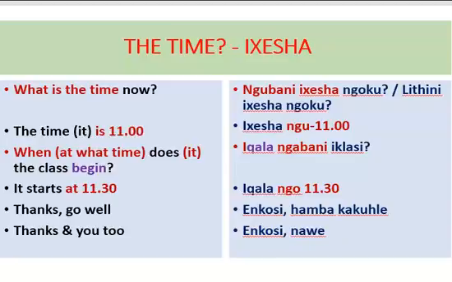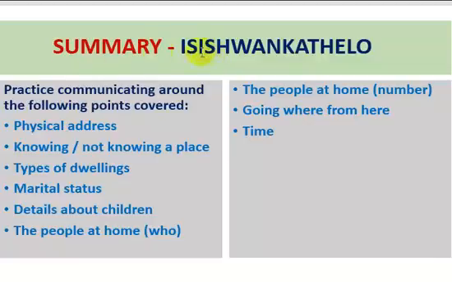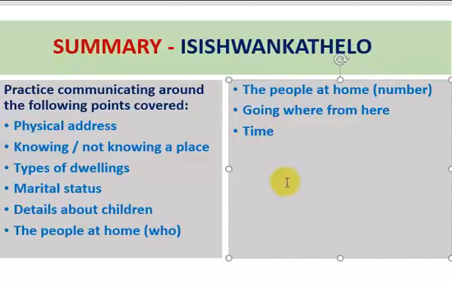So, by way of summary, isishwangatelo. You can practice communicating around the following points: physical address, knowing or not knowing a place, types of dwellings, marital status, details about children, who the people are at home, the number of people at home, where are you going to from here, and at what time will whatever it is be taking place. Enkosi kakhulu.